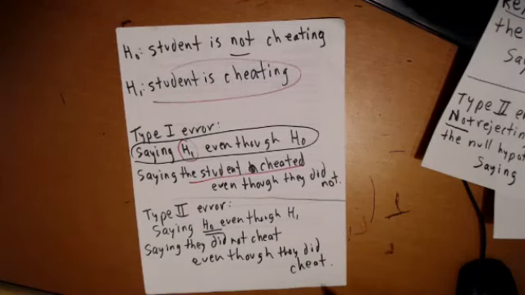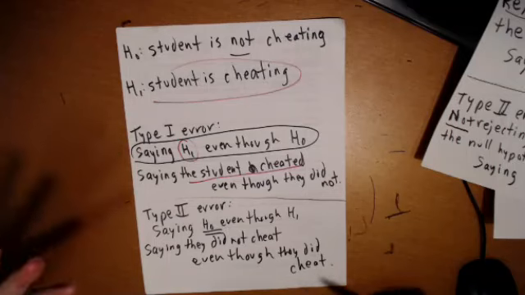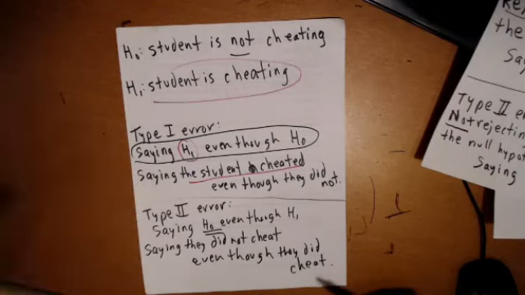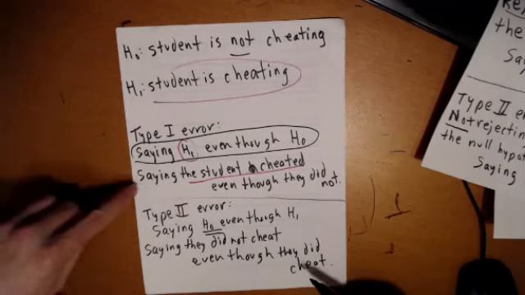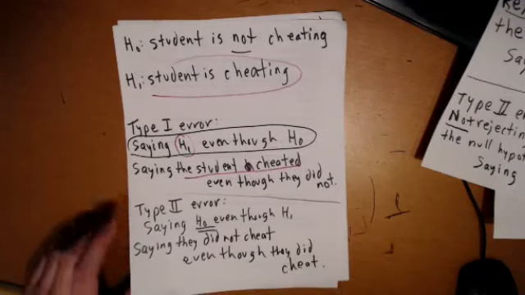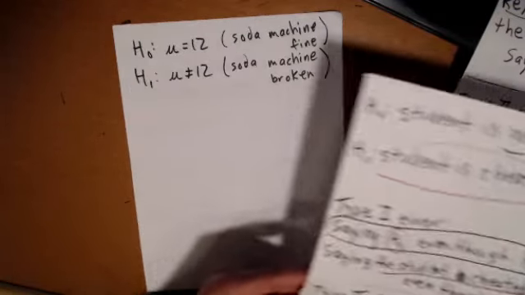So as a teacher, there's nothing worse, in my opinion, than a type 1 error, to accuse someone of cheating even though they did not. So if I ever accuse you, I'm usually really, really sure you cheated. I don't want to make a type 1 error. Okay. Let's do a couple more examples.